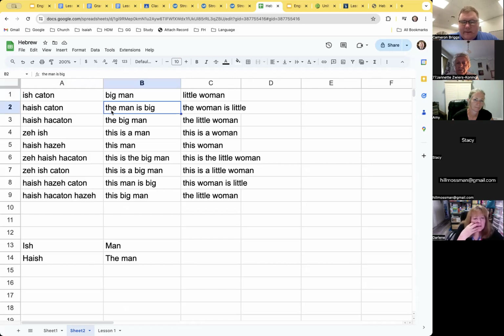Cameron, you've got Katon as big, but shouldn't it be Gadol? Yes. And what do we got? So we've got all of those. I switched those all out, because I had it first for the woman and then I switched out all the men, and I guess I forgot to do these ones. Katon, Gadol.